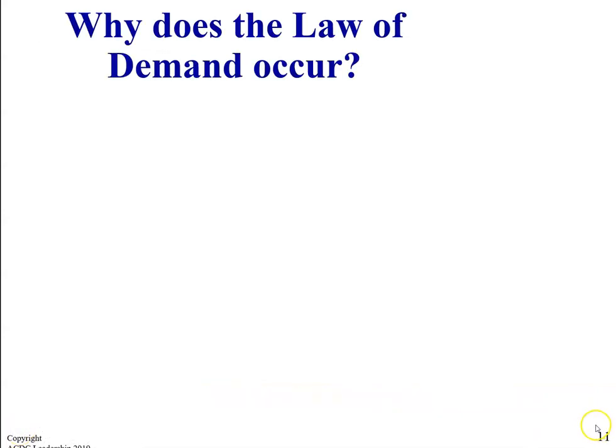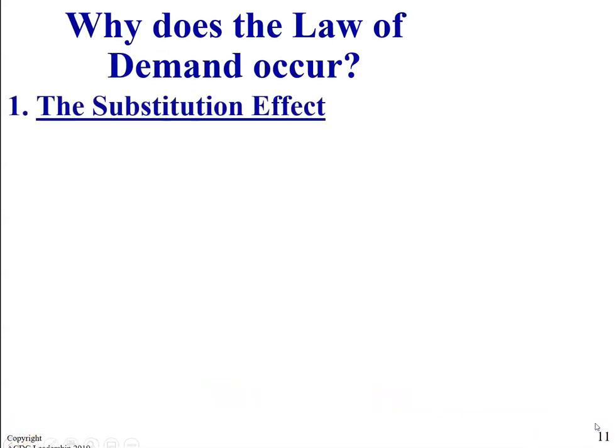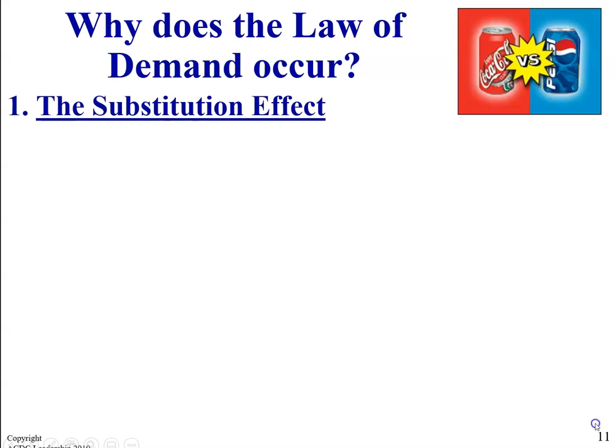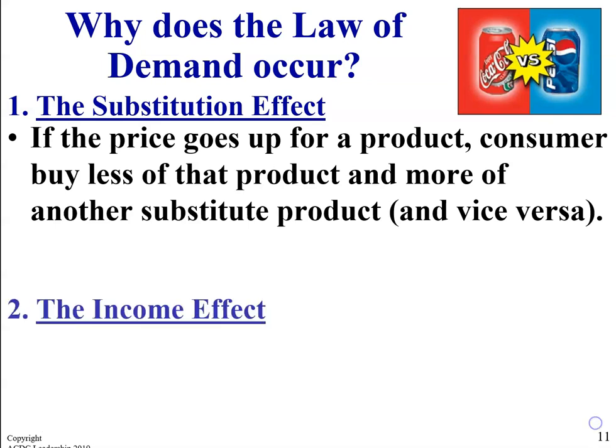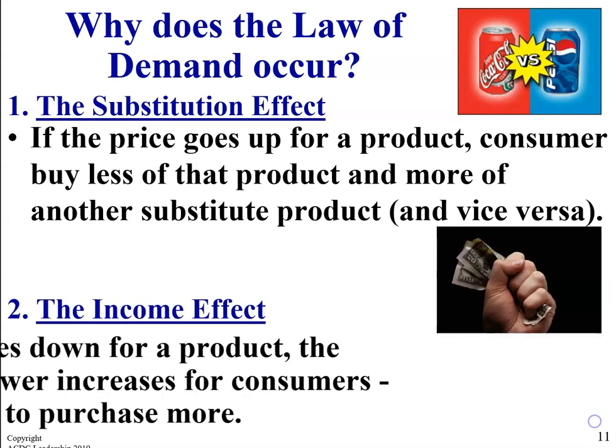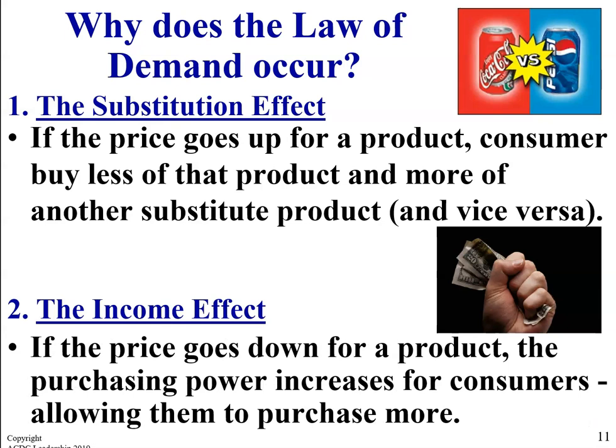Why does the law of demand occur? The substitution effect, so Coke versus Pepsi. If the price goes up for a product, consumers buy less of that product and more of another substitute product and vice versa. So would you substitute Coke for Pepsi or vice versa? The income effect. If the price goes down for a product, the purchasing power increases for consumers, allowing them to purchase more.